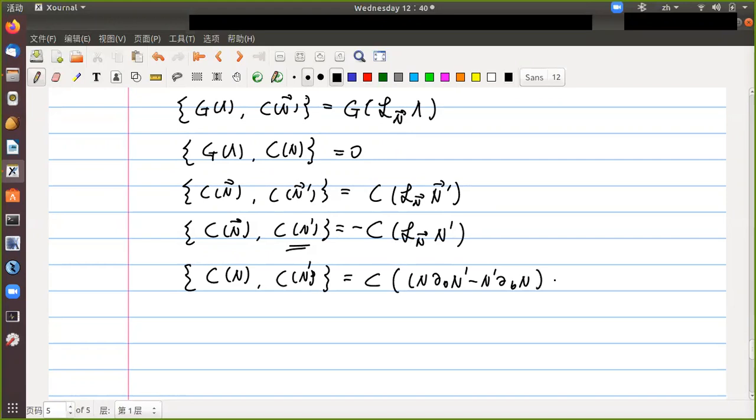You will get some additional terms, but those terms are not important at all, because they are proportional to the Gauss constraint.